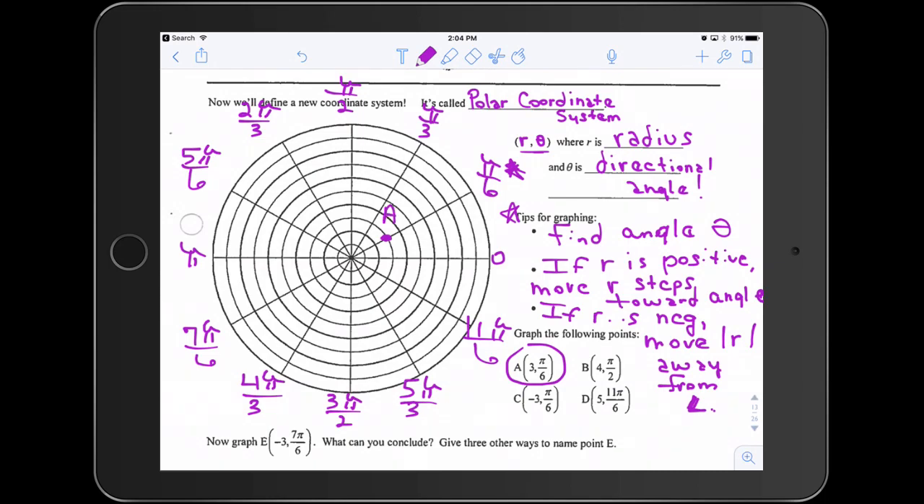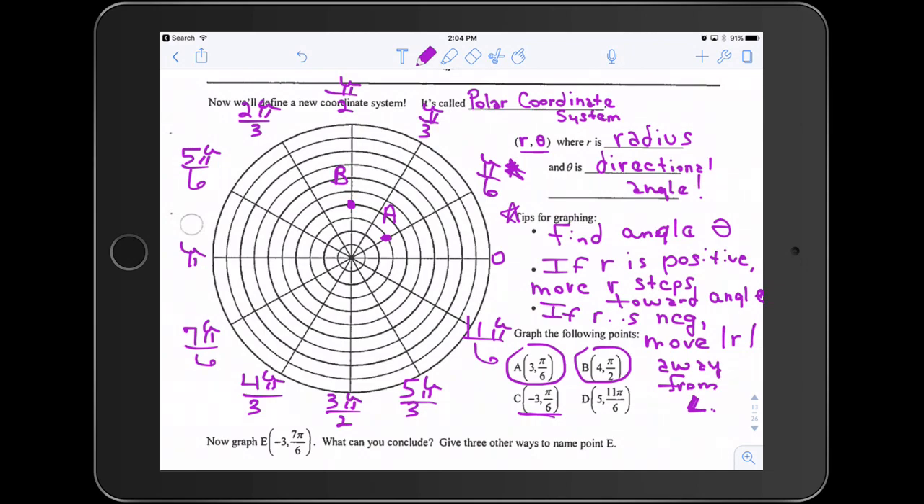So point B, we'll do the same kind of thing. I'm going to first rotate around to find pi over 2. So I'm going to do this right here. And I'm going to go towards the angle because the radius is 4, it's positive. 1, 2, 3, 4. So it's going to end up right there. That's my B point.